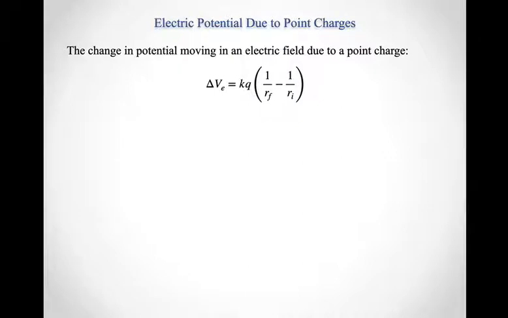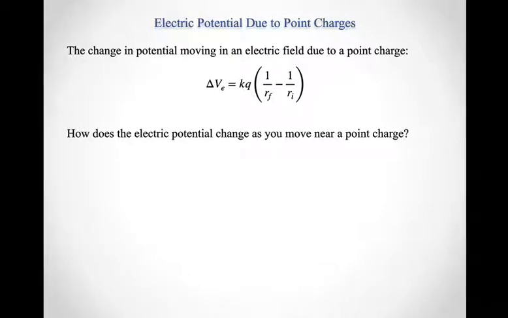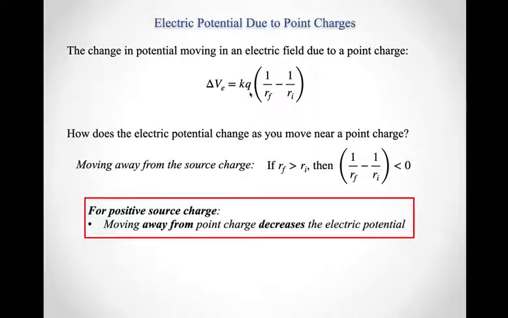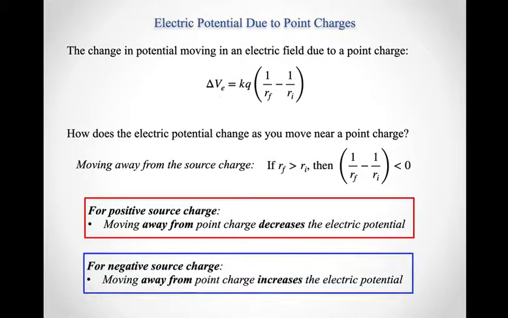Now we can do the same thing that we did before, which is think about how the electric potential changes as we move near a point charge. And again, that's going to be thinking about what's going on with K. Well, it's always positive. Q can be positive or negative, and this term inside parentheses can be positive or negative. So if we move away from the source charge, the final distance from our source charge to the point is greater than the initial distance. That means this term in parentheses is negative. So if Q is positive, then moving away from your point charge decreases the electric potential. Positive, positive, negative gives me a decrease in the electric potential. If I have a negative source charge, on the other hand, it's still negative inside the parentheses, but now that gets multiplied by a negative Q. Those negatives cancel out. Moving away from a negative source charge increases the electric potential.